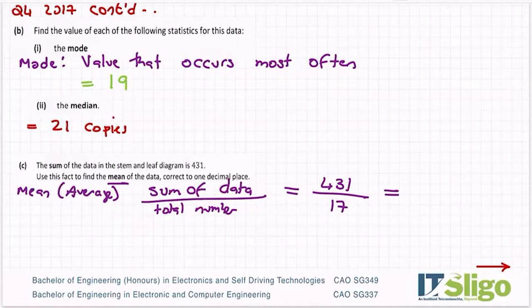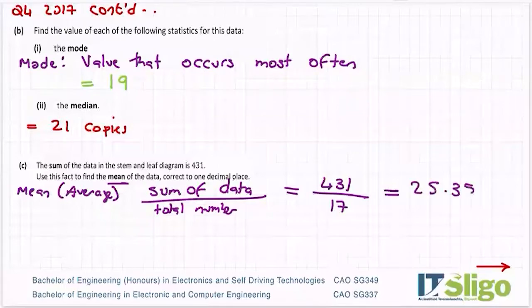And we get 25.35 on my calculator. So 25.35 to 1 decimal place then. You look at the second decimal place if you're going to round to 1, because the second one dictates what has to happen to the first one. So 5 and greater, we round up. So 25.4 copies is the mean.